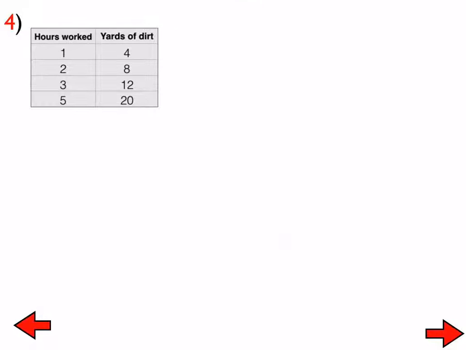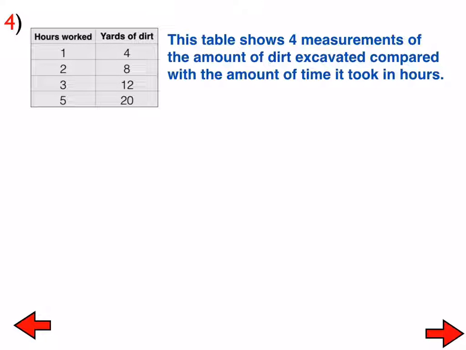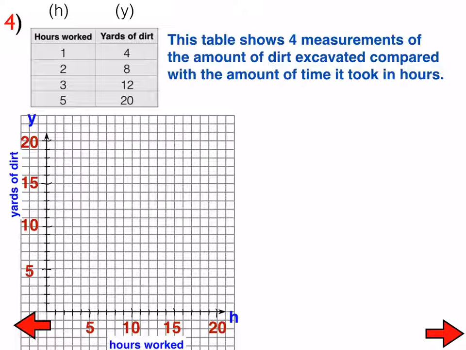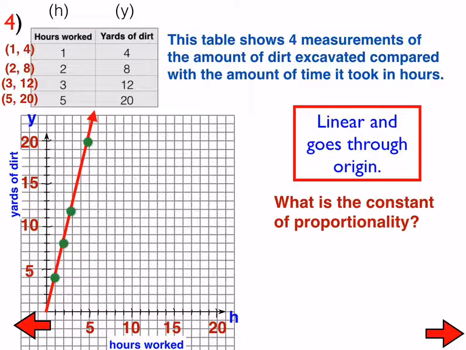Number 4. That table shows the 4 measurements of the amount of dirt excavated compared to the amount of time it took in hours. So hours is the input, and yards is the output. This time I'm not going to use x and y. I'm going to use h and y just because I want to. Hours, h, yards, y. And with our graph, we can go by ones. And when we plot our ordered pairs, we can clearly see we have a line that goes through the origin, so that means we have a proportional relationship.